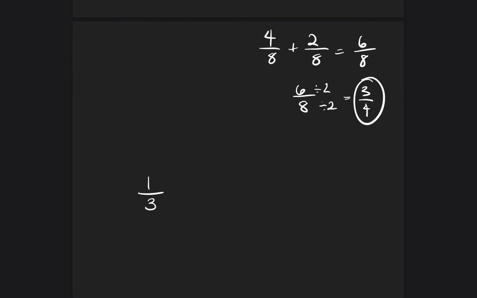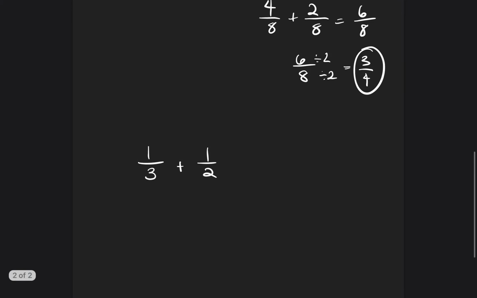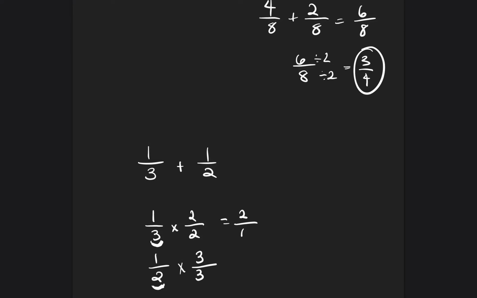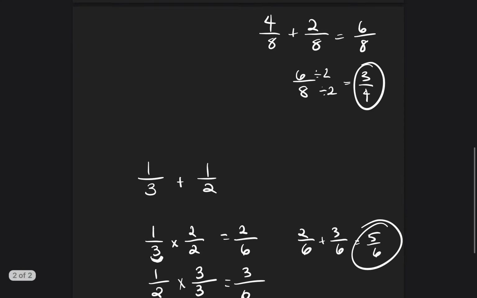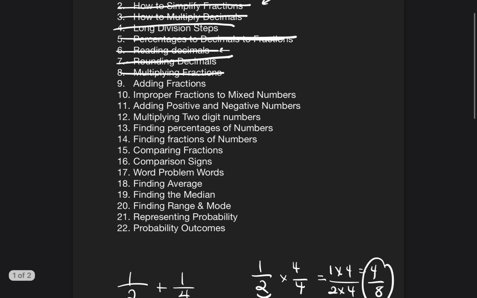So if I'm adding 1/3 plus 1/2. So I write it like this, 1/3, 1/2. And then I multiply each of them by the opposite denominator. So for 1 over 3, I'm going to multiply it by 2. 2 on the top, 2 on the bottom. And then for this bottom fraction, I'm going to multiply it by the top denominator, 3 and 3. 1 times 2 is 2. 3 times 2 is 6. 1 times 3 is 3. 2 times 3 is 6. 2/6 plus 3/6 equals 5/6. And that's the easiest way to add fractions with different denominators.